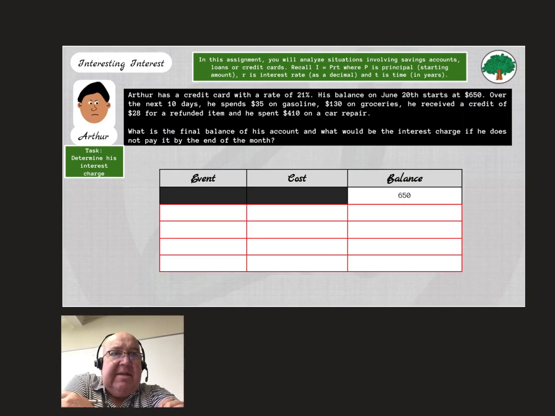Here we're given some things we're going to track. You see that the individual has a balance on their credit card. You need to calculate what their ending balance is and then multiply by their interest and time again to find the rate at the end of the month.